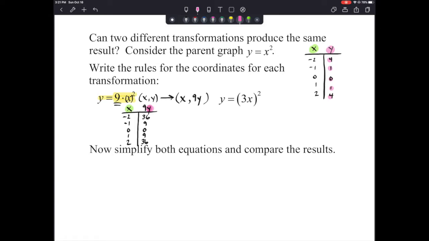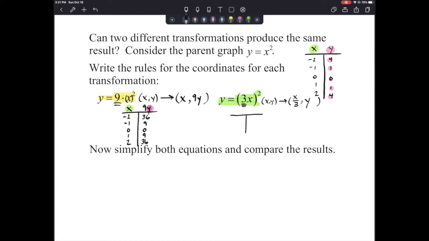Now let's look at the second transformation that they've given us. We have here y equals the product of 3x squared. If we were to write out our new rules for our coordinates, we'll notice here that x is being multiplied by 3. So remember, we have to do the inverse. So we're going to divide x by 3. And then there's nothing happening to y, so we'll leave it as x over 3 comma y.